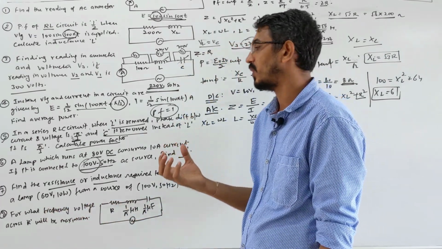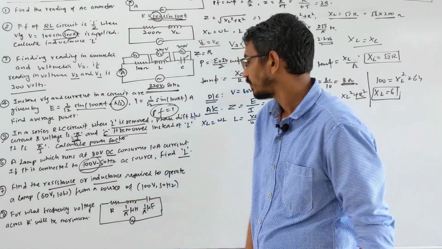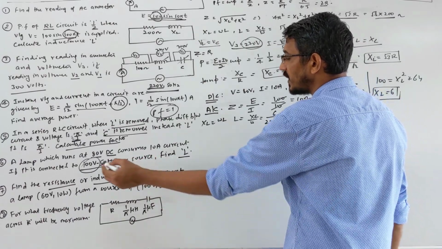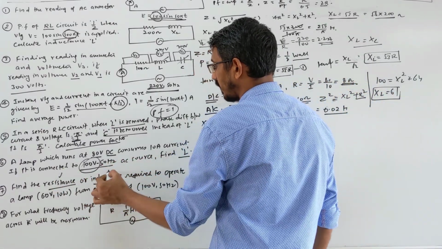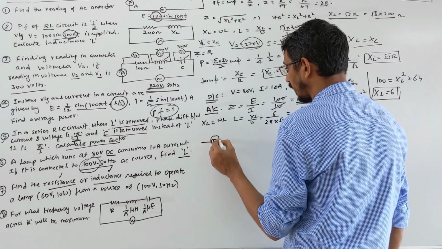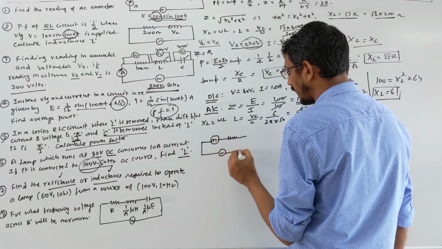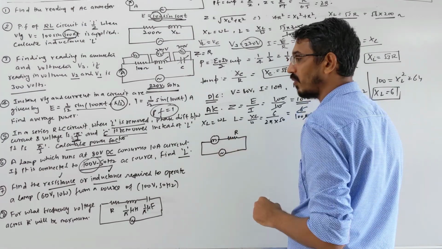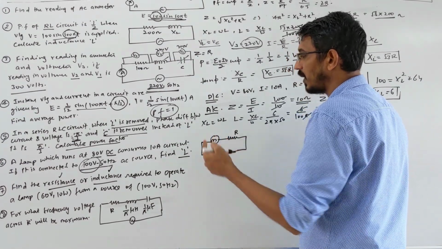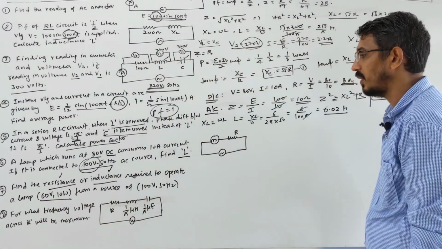You know that any device you want to operate, we always need a resistance which will control the current. First they are asking what is the resistance required, then what is the inductance required. Suppose this is your lamp, and you connected a resistance in series with the AC source. Then how much will this resistance be required?